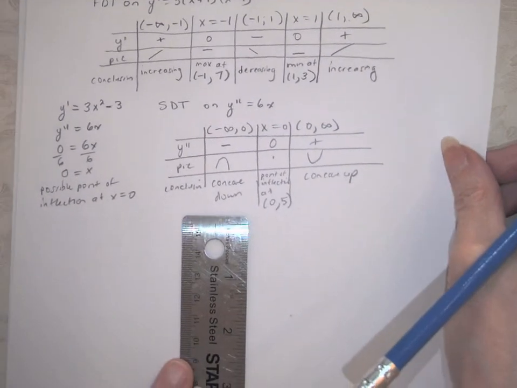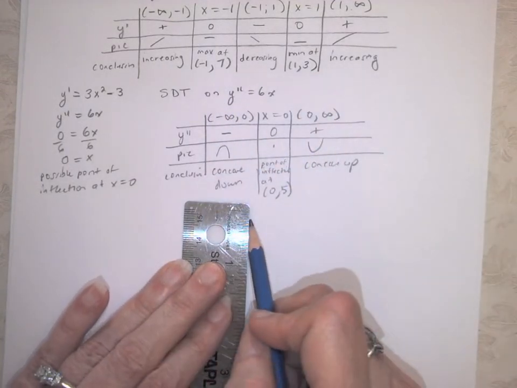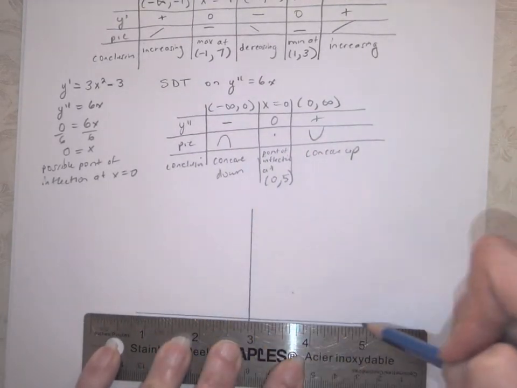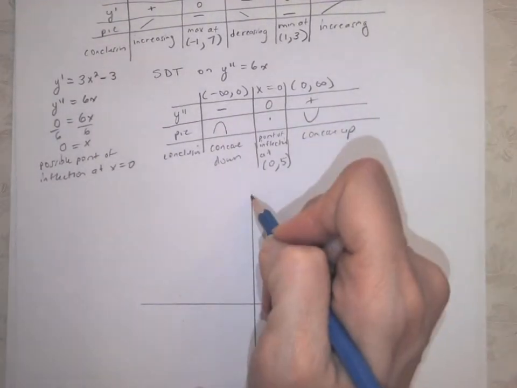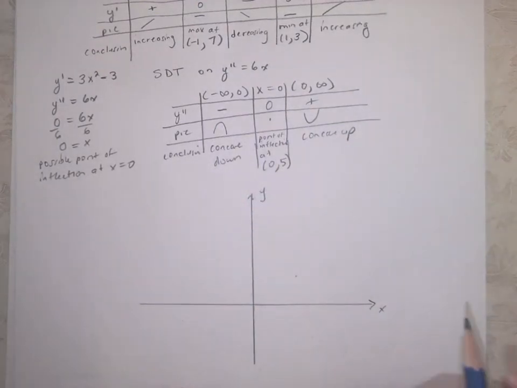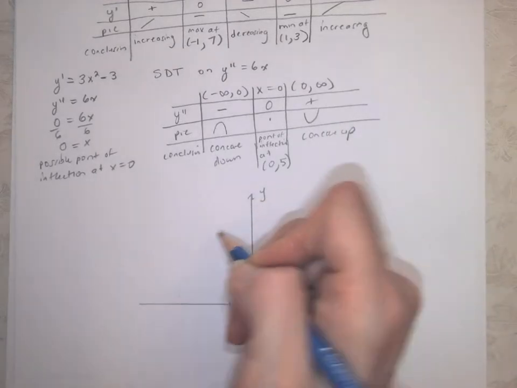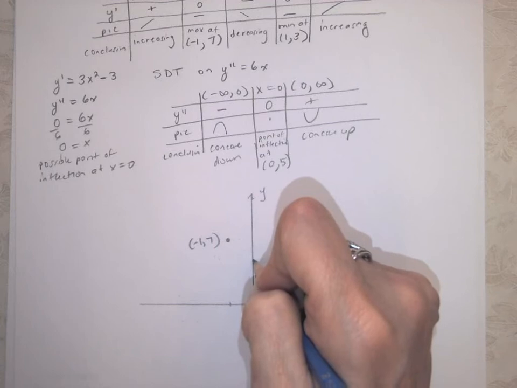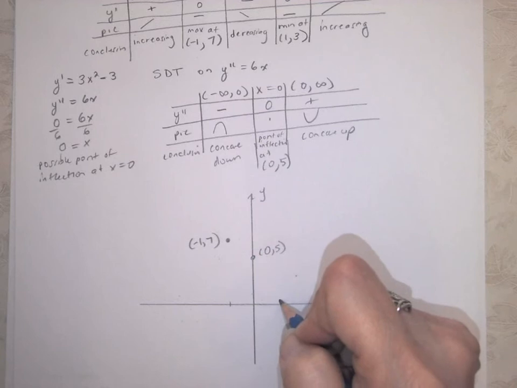So move this up. Hopefully we can fit both tests in here. So I have (0, 5), (-1, 7), so most things are above the x-axis here. So I've got my x-axis and my y-axis. So I have the point (-1, 7), so make this (-1, 7). (0, 5). And (1, 3).